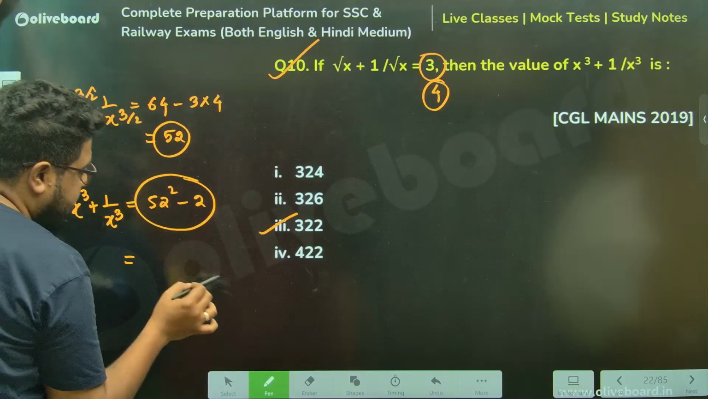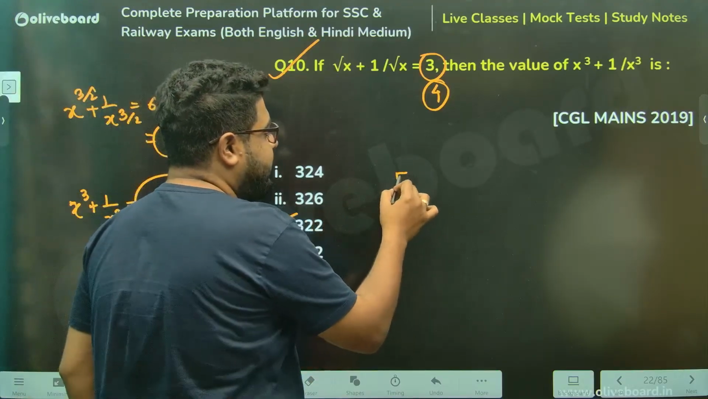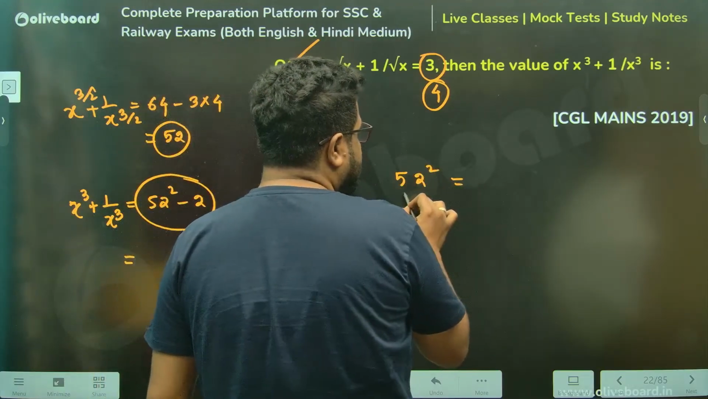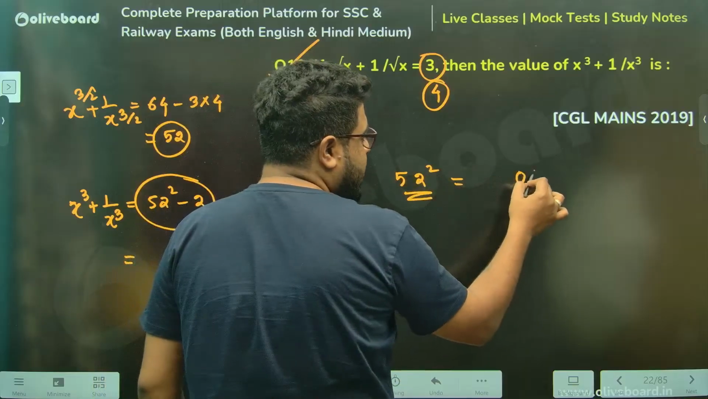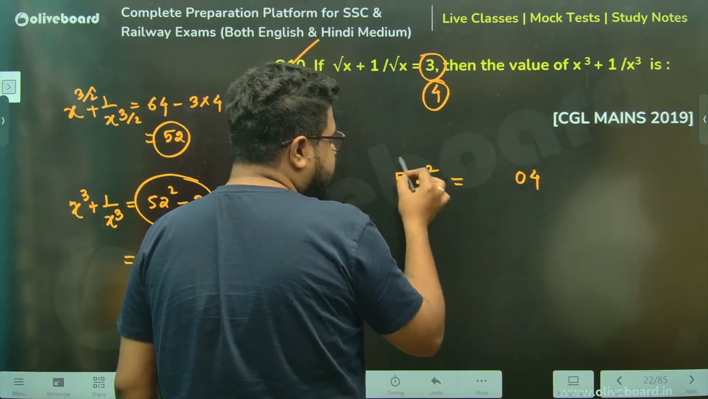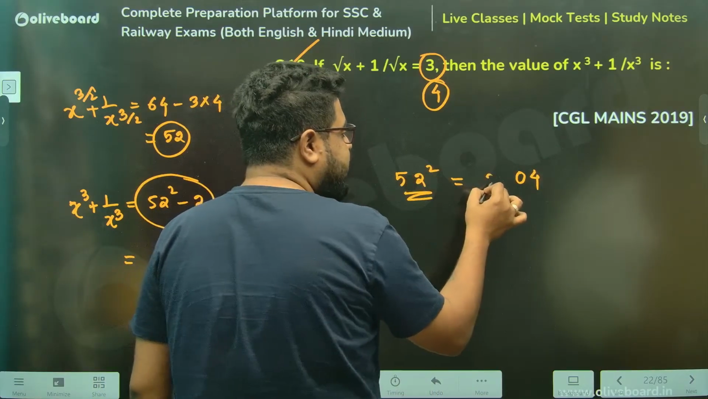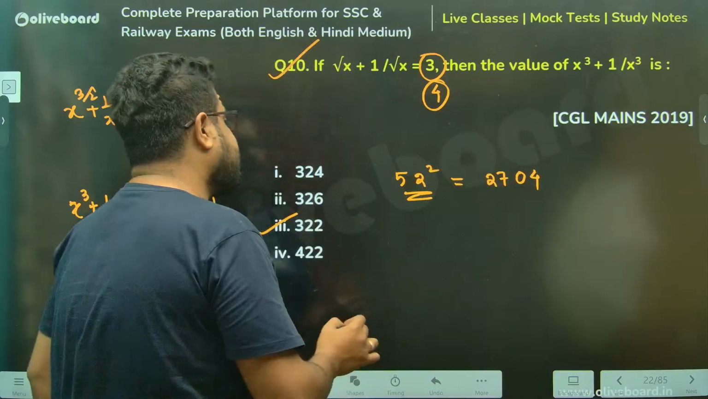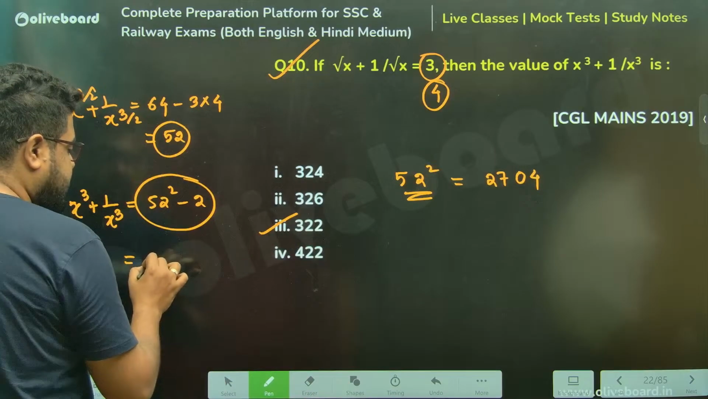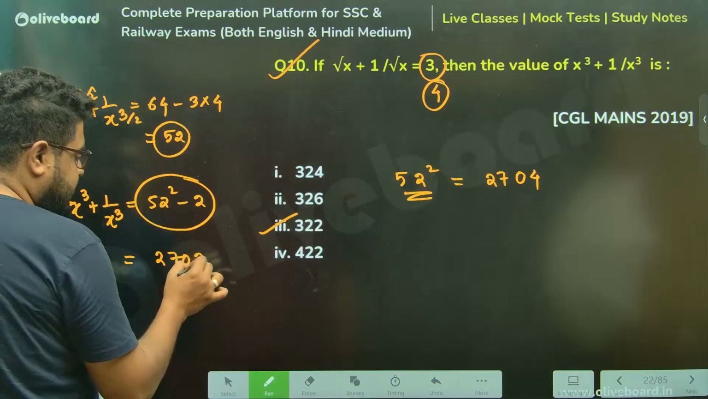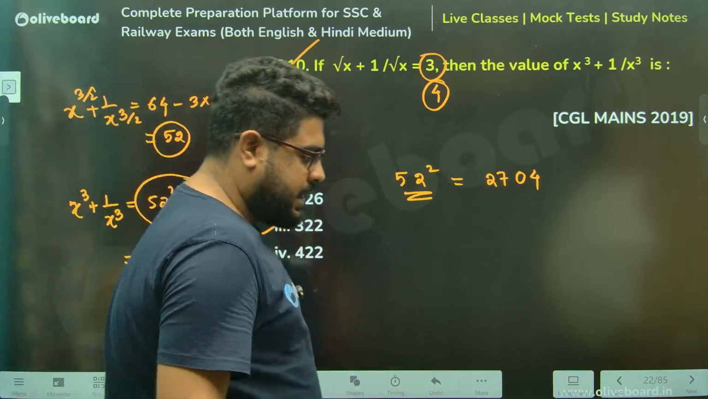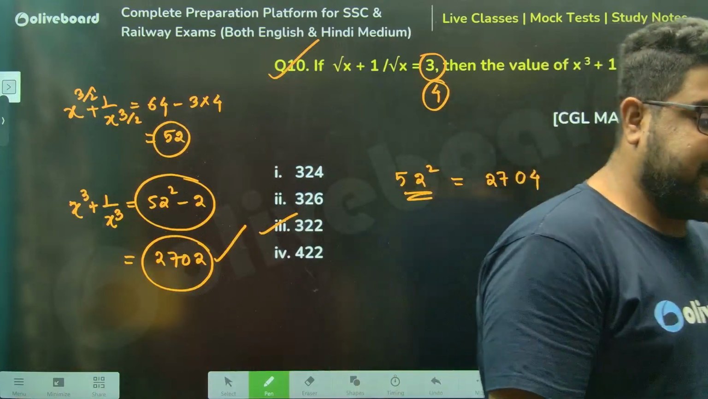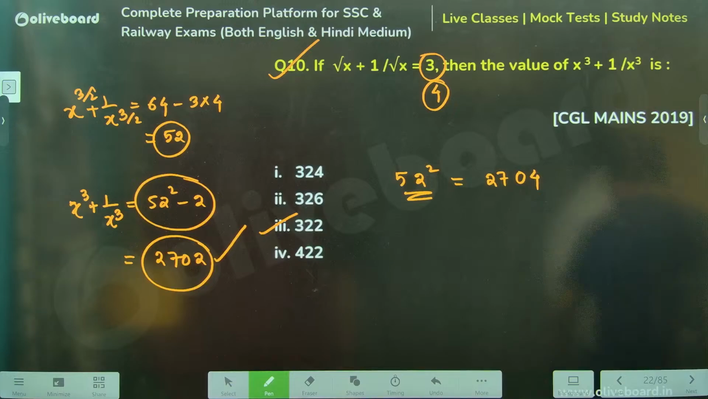Achha, I'll not go directly. You see how to find 52 square. So this is 2 more than 50. So square of 2 is 0.04. So if it is 2 more, then add 2 to 25, you will get 27. This is how you find. 2704 minus 2. So 2702 will be the correct answer.